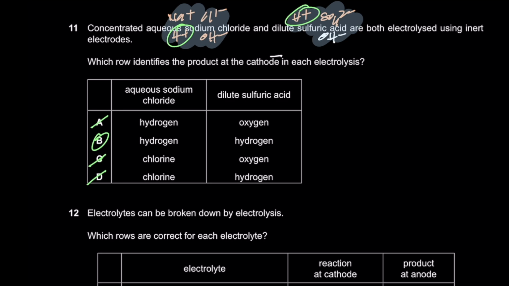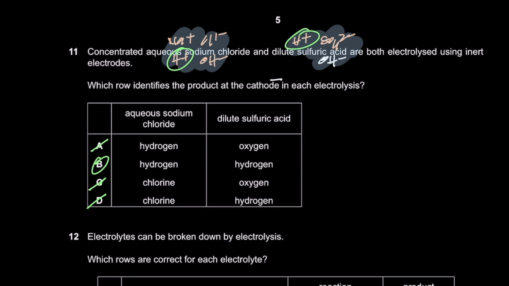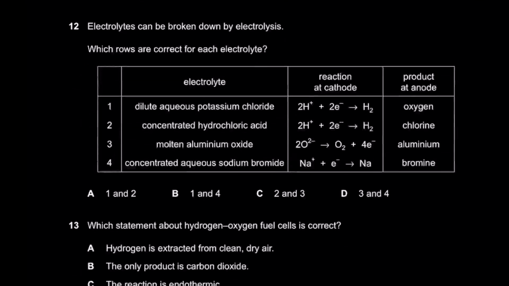C and D were automatically wrong because for sodium chloride, obviously the hydrogen ion discharges, not sodium. And if it talked about the anode, then in this particular case the chloride ion would discharge because it's concentrated, and here the hydroxide ion would discharge. Here it would give you chlorine, and here it would give you oxygen. So chlorine and oxygen is what happens at the anode, not at the cathode.